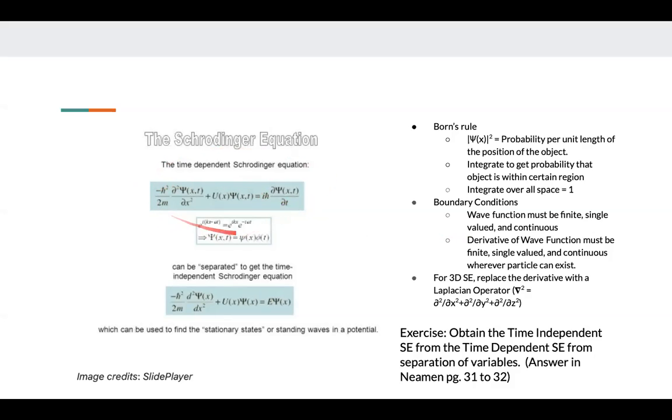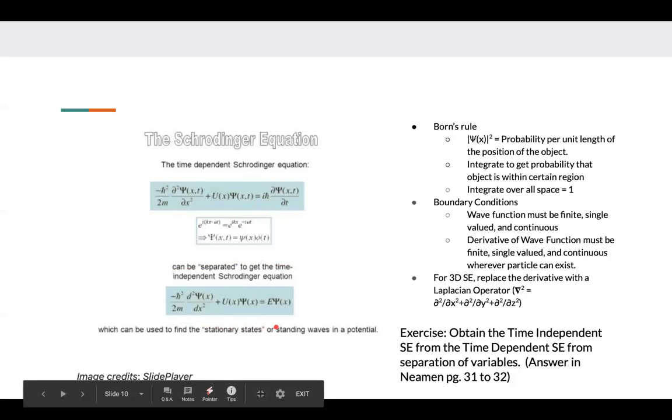Basically, you start off with the time-dependent Schrodinger equation, where you have position and time. There's this trick: you have a function that depends on both position and time, but you can express it as the product of a function that depends only on position times another function that depends only on time. Once we do this, we can use some differential equations to get the time-independent Schrodinger equation.